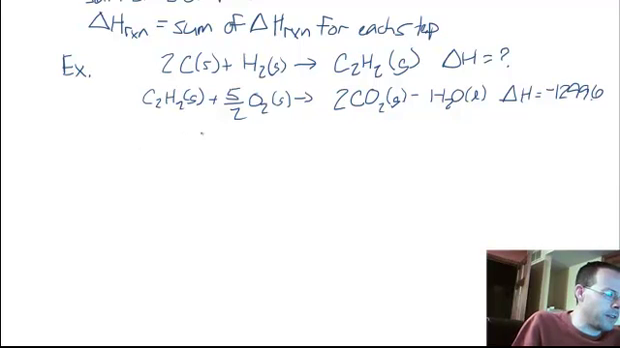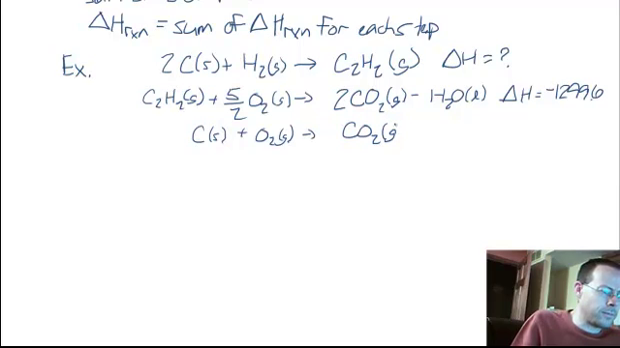Another equation we would probably be given, and would not typically have to look up in the back of a book, is carbon plus oxygen yields carbon dioxide gas, and this equation is exothermic as well, negative 393.5 kilojoules.